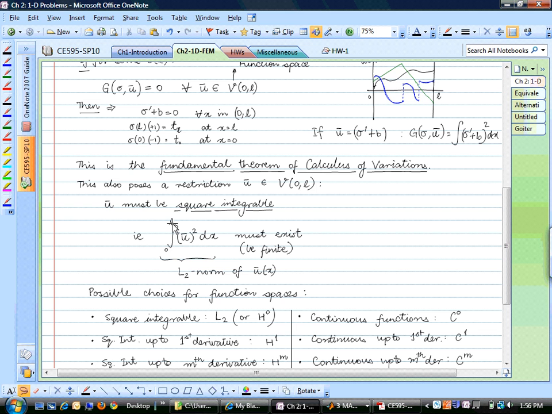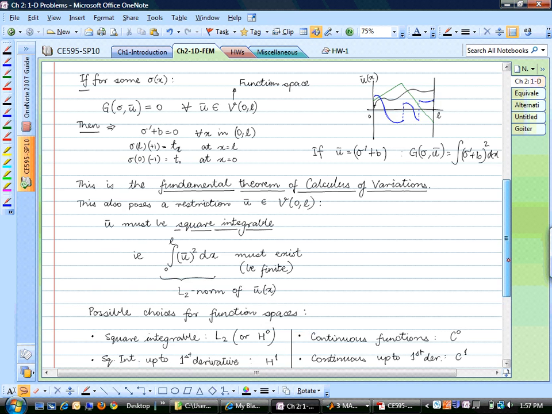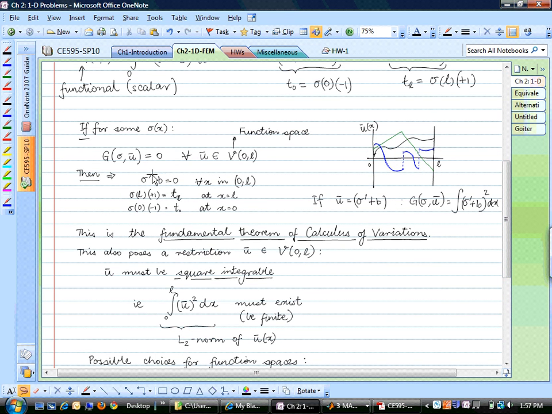So yeah, the restriction that we are going to pose on u bar is that it should be square integrable. And what that means is that if we evaluate this integral, it must exist, meaning that it should be finite. If we try to integrate that, it shouldn't go to infinity or blow up. All right, so some of the possible choices for these function spaces. So we also introduced this notation here. We are saying that if for some sigma this condition holds for all u bar, then we can say that sigma is the solution to our problem.